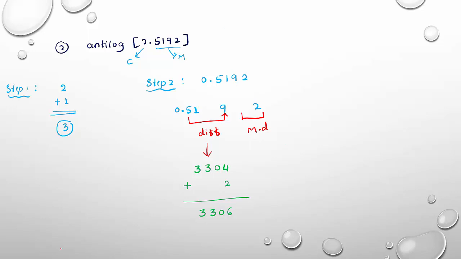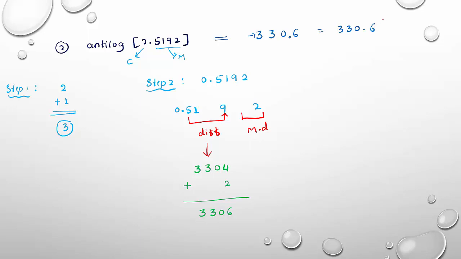How to write the final answer? Here I am going to write the final answer. Antilog of 2.5192 is equal to 3306. And here the characteristic we got is 2, so we have to move the decimal point in this direction. We have to move 1, 2, 3. Here we got the point. So what is the final answer?